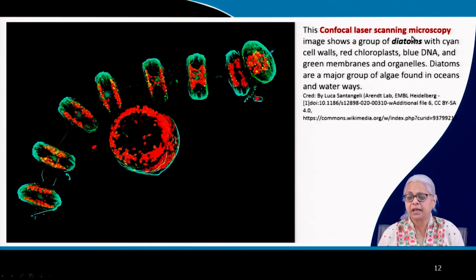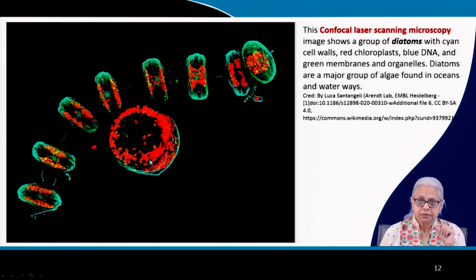So here we have diatoms. These diatoms have different organelles. So we have the cell wall. The cell wall is cyan colored. So cyan is a bright blue. So this fluorescent blue is the cyan color, and that is the cell wall.